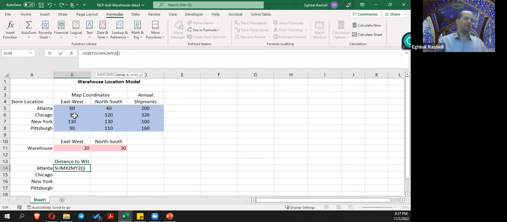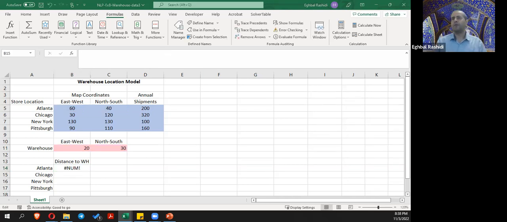So array X, okay, so array X, that's this one and this one. Yeah, it works before. I'm not sure why it doesn't now. Okay.